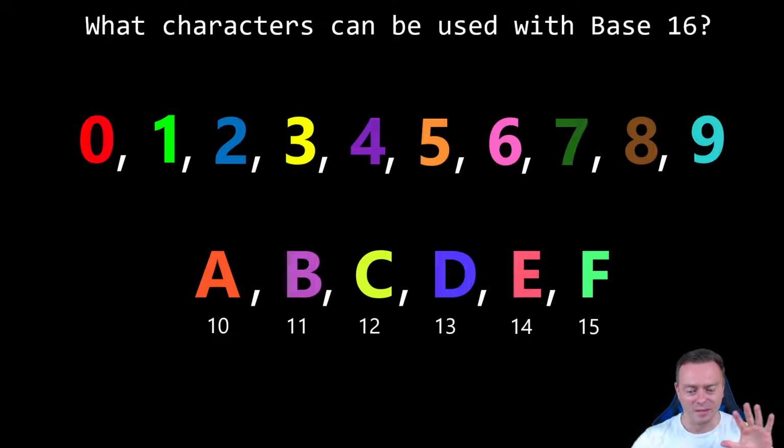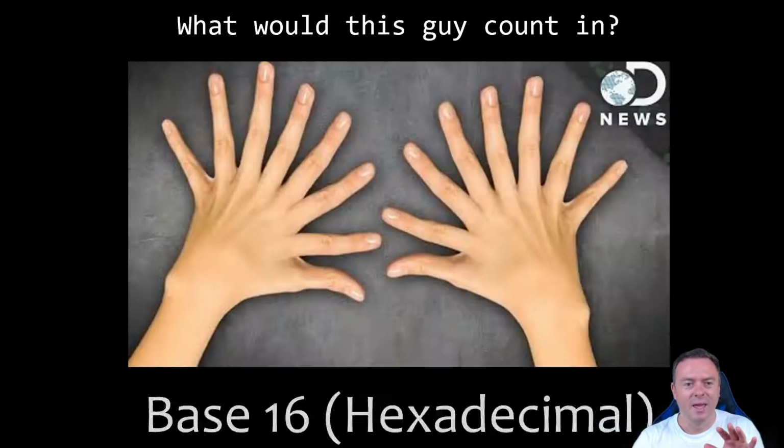So if we were going back to this example with the guy with the fingers, he would actually count like this. 0, 1, 2, 3, 4, 5, 6, 7, 8, 9. A, B, C, D, E, F, 10. 11, 12, 13, 14, 15, 16, 17, 18, 19. 1A, 1B, 1C, 1D, 1E, 1F, 20. 21, 22, 23, 24, 25, 26, 27, 28, 29. 2A, 2B, 2C, 2D, 2E, 2F, 30. Because you've done it in groups of 16 each time with his fingers when he's counting up.